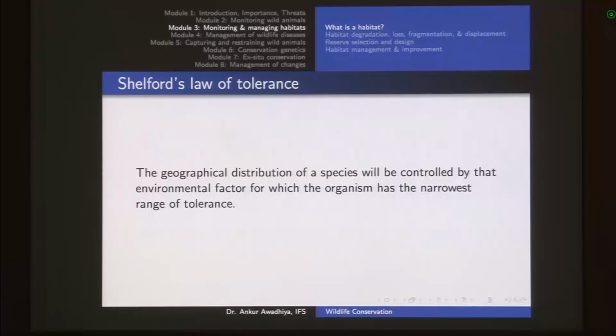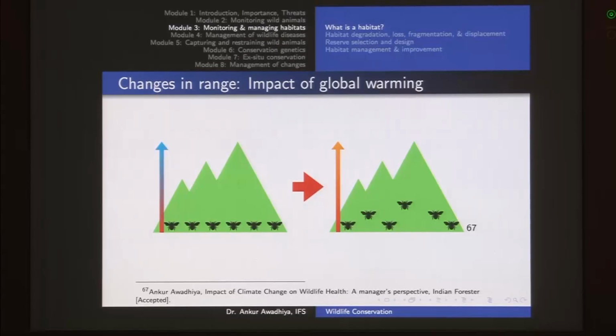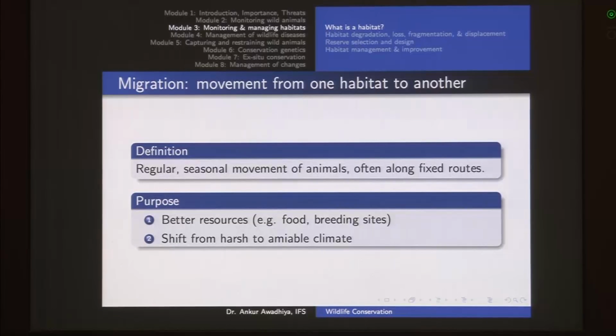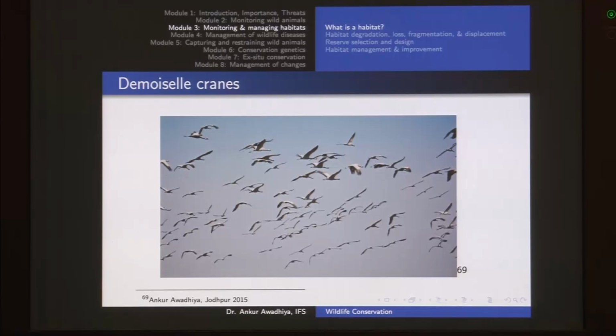Next we had Shelford's law of tolerance. The geographical distribution of a species will be controlled by that environmental factor for which the organism has the narrowest range of tolerance. So, for instance, if tolerance is less for temperature and more for humidity, then temperature becomes the rule. Next we had changes in ranges because of global warming. Then we had a look at migration. Migration is the regular seasonal movement of animals, often along fixed routes, for better resources and for shifting from harsh to a more amiable climate.